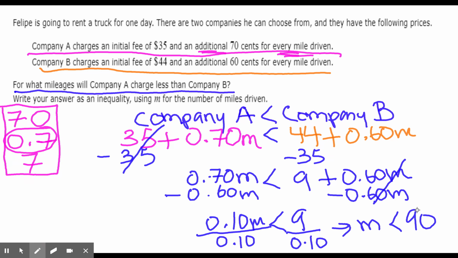So Company A will be less than Company B at 90 miles. Company A will be less than Company B at a rate of M must be less than 90 miles. There is our final answer. Okay, we're going to try another one, and then we're going to recap everything that we went through.